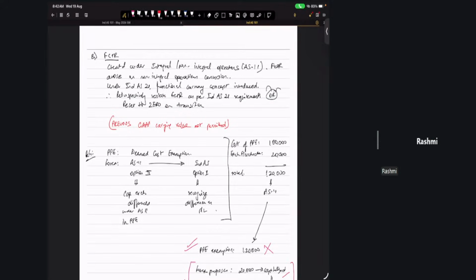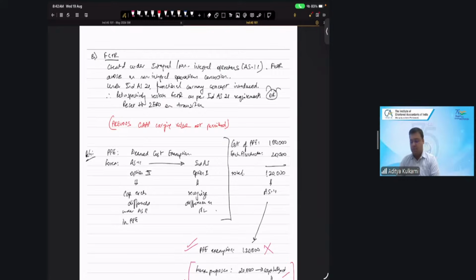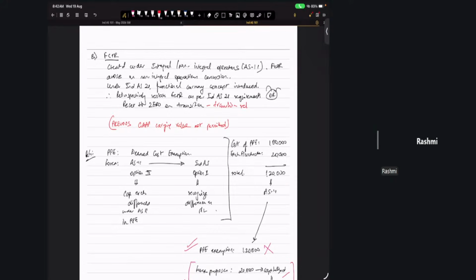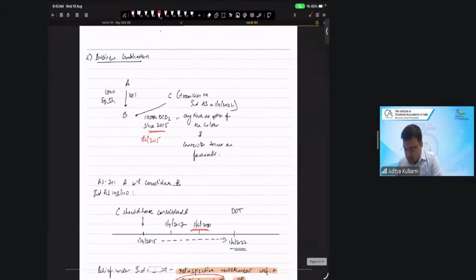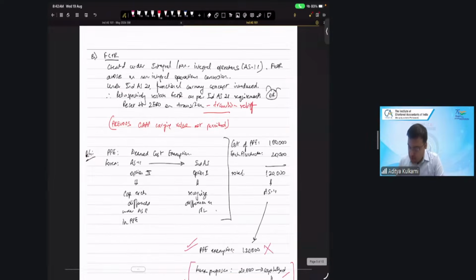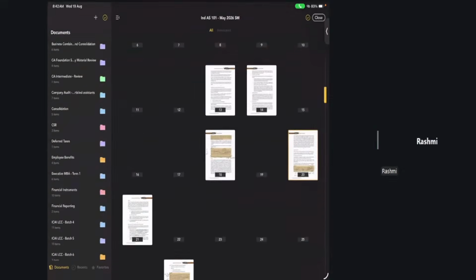Yes. Previous GAAP value not permitted. This reset to 0 on transition itself becomes your transition relief. Is it okay? Yes, sir. So that closes out your FCTR also. All right. Next. We take up some questions. Are you able to understand? Yes, sir. Okay.